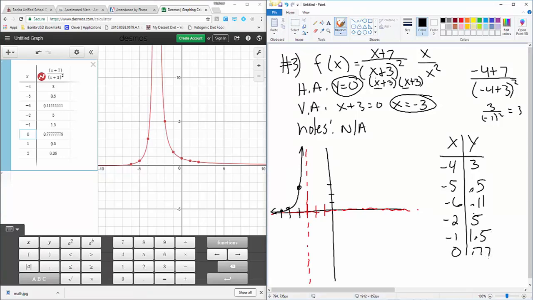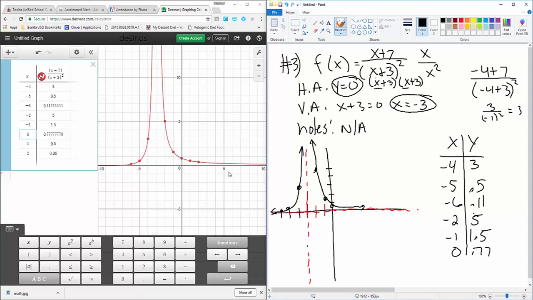And so I can graph that. So at negative 2, it's 5. At negative 1, it's 1.5. And then at 0, it's 0.77. And so we can go through and model that. And so it looks similar to what we have here, right?